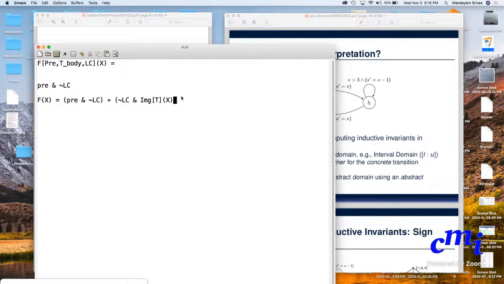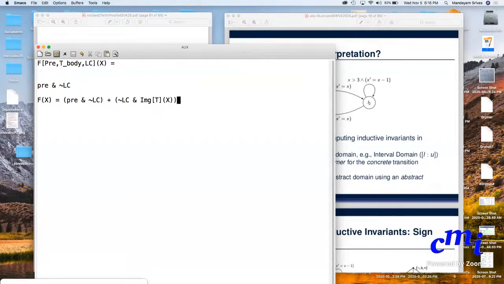I think I would close it here. Say that I P and not LC, and post is the image of P and not LC. Yes, I think this is slightly different. See, here's my argument. Each time you have to check the LC condition. Now, if you had the checking of LC in the T body itself, then it would be just the image.